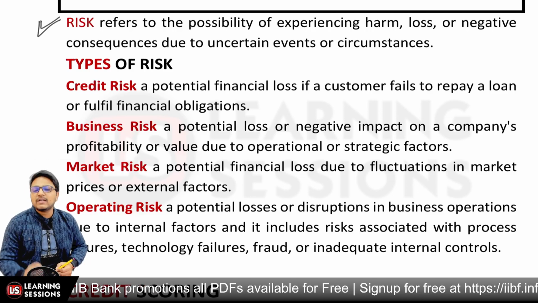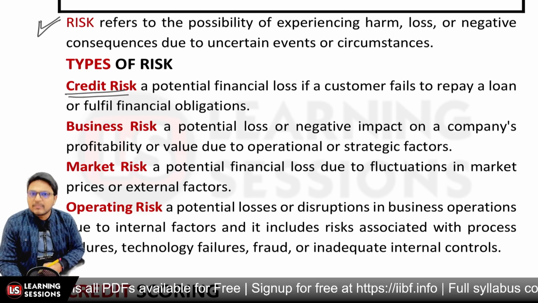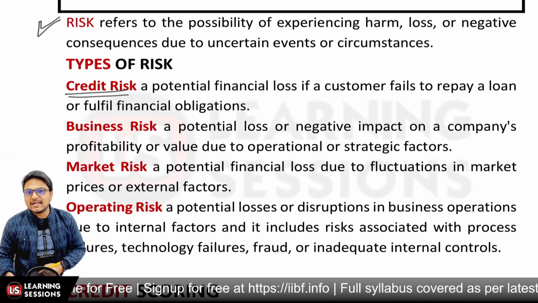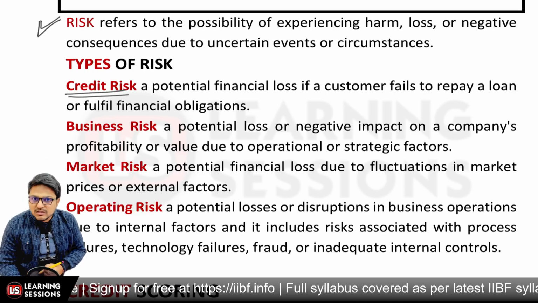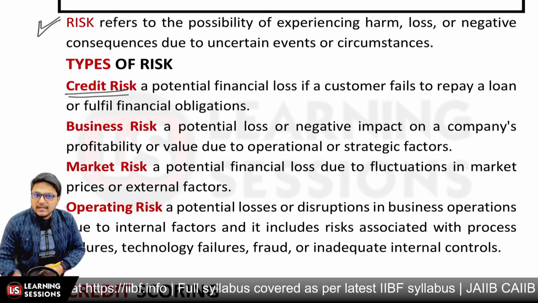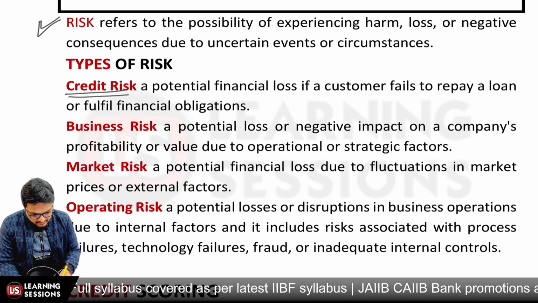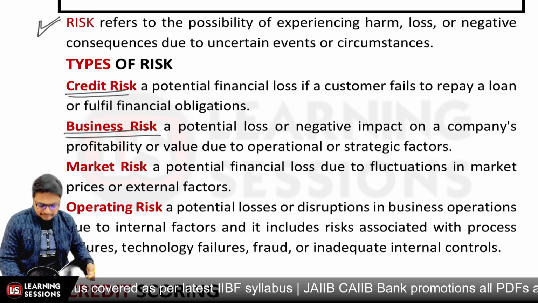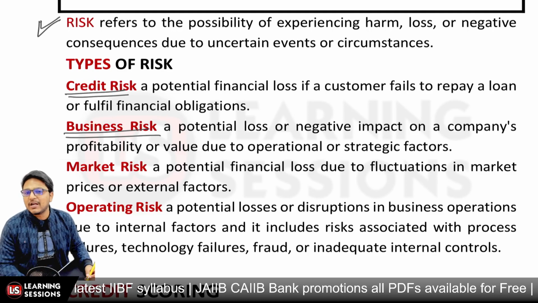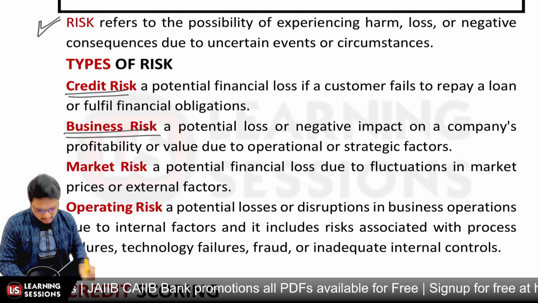If we look at the different types of risk, we have the credit risk, which is due to the default of the borrower. Further, there is business risk. Let's say a company's profitability is lost due to strategic factors, operational factors, or a negative impact on their image. That's the business risk. And when we talk about market risk, it is the risk caused by fluctuations in the market or due to external factors.